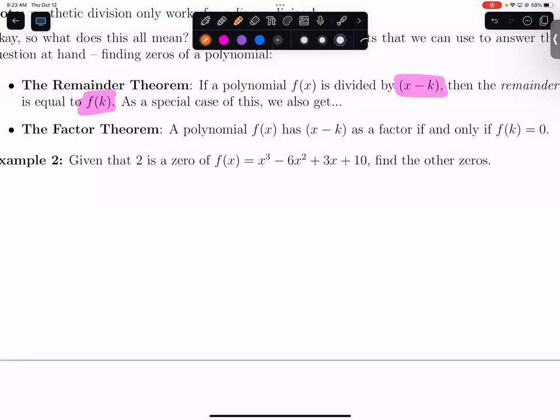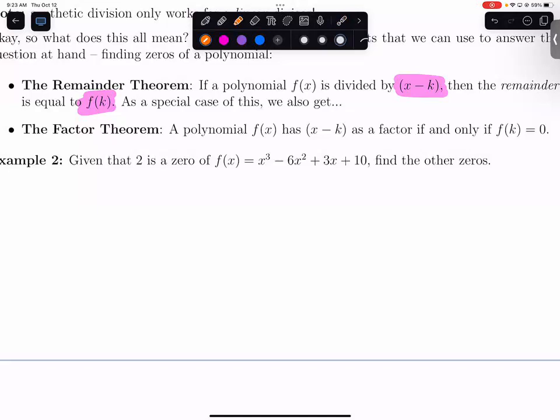If you know about a 0, then you know about a factor. Or if you know about a factor, then you know about a 0. That's this if and only if statement. If I know a factor, then I know a 0. If I know a 0, then I know a factor, right? We've been using this all over the place, especially the graphing stuff.